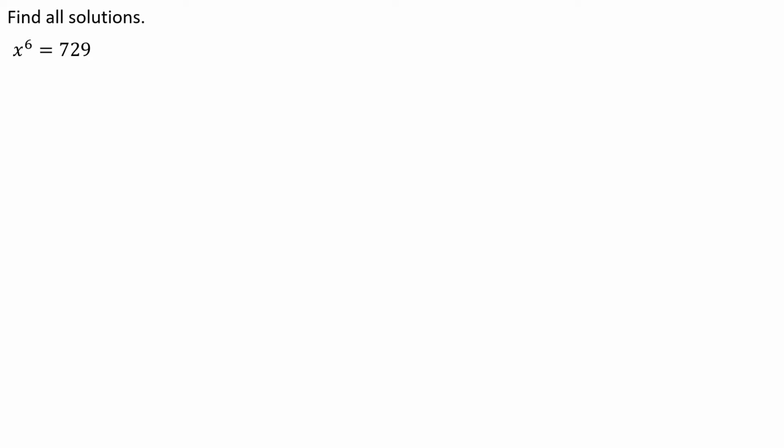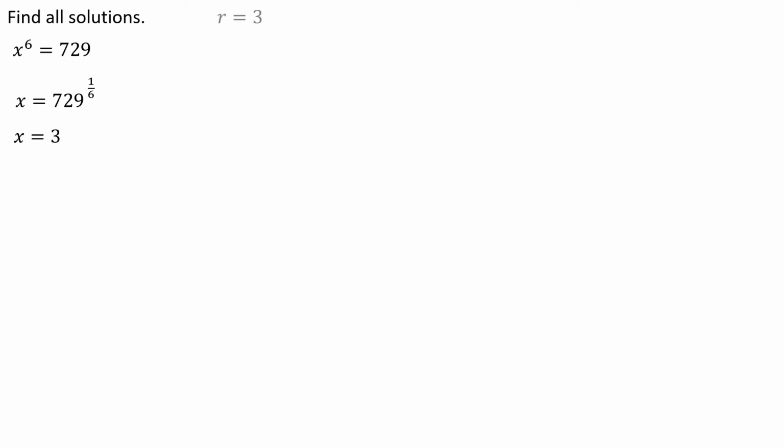Well, the 6th root of 729. If it comes out nicely, I could be in luck. What is the 6th root of 729? Oh, it's just 3, right? 3 times 3 is 9. 9 times 3 is 27. 27 times 3 is 81. 81 times 3 is 243. And then 243 times 3 is 729. If you want to check with the calculator, go ahead and check with the calculator.